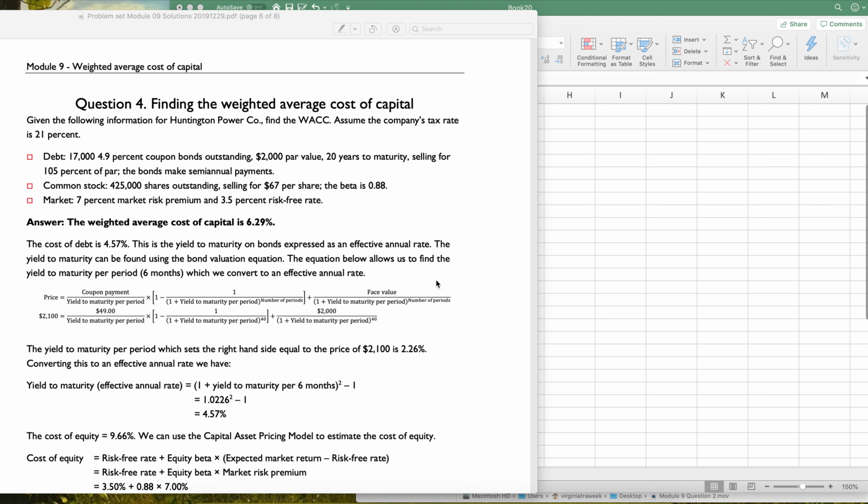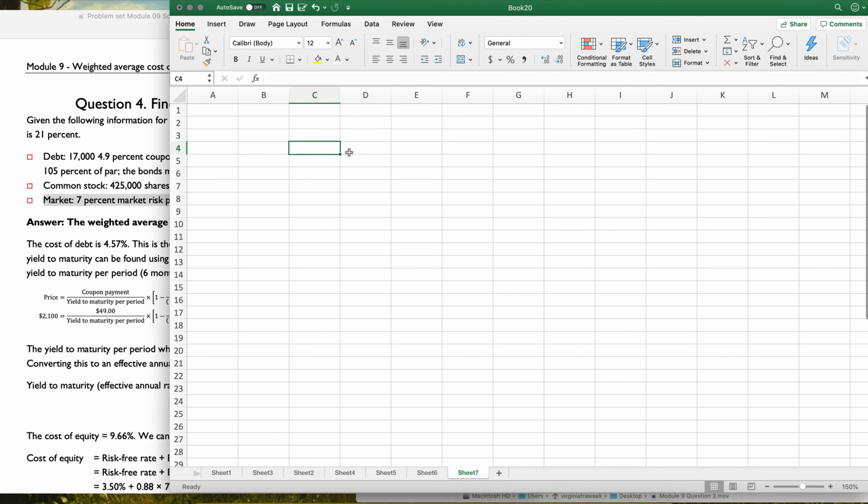This is Module 9, Question 4. We have this information for our Huntington Power Company, and we want to find the weighted average cost of capital. So, given a tax rate of 21%. We have some information about this company, both the debt and the common stock, and then also some market information.